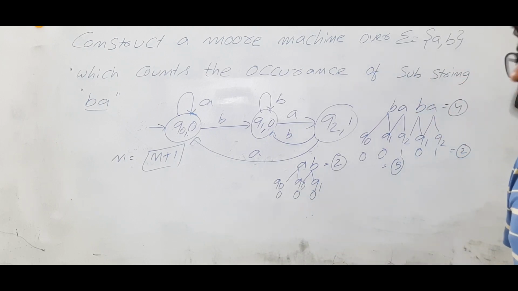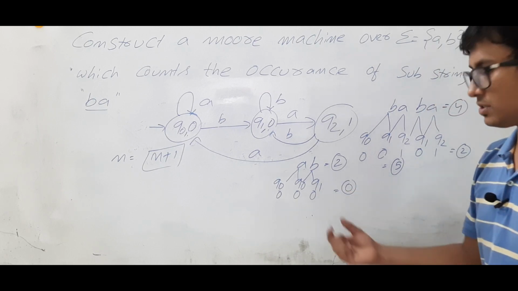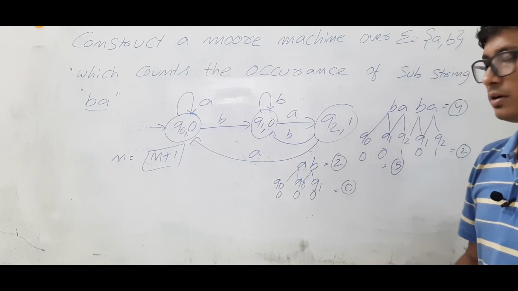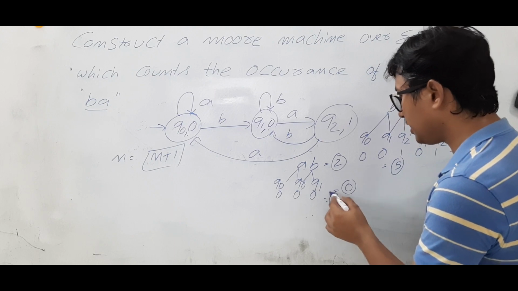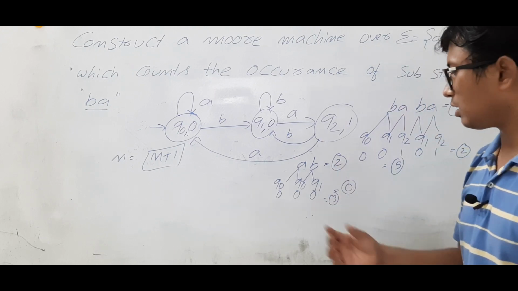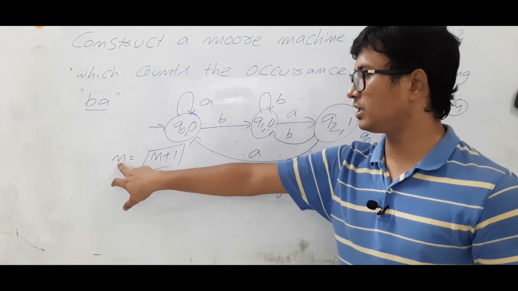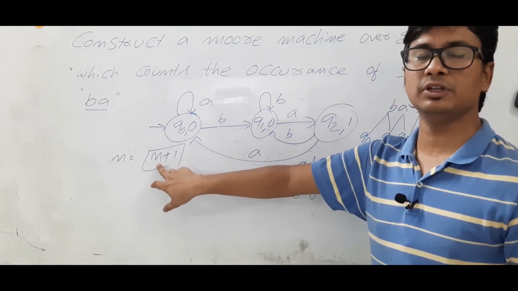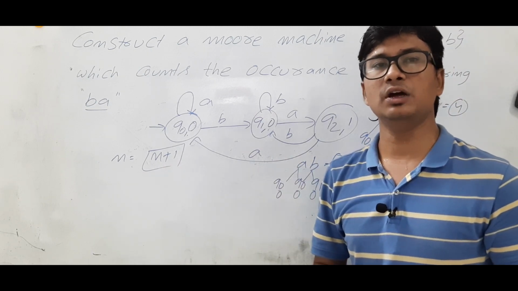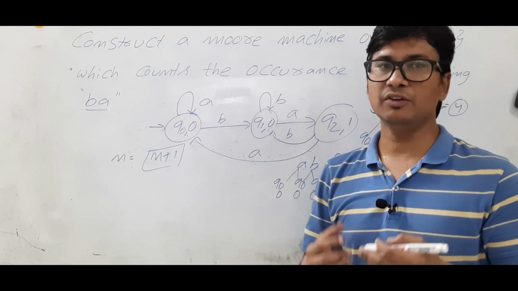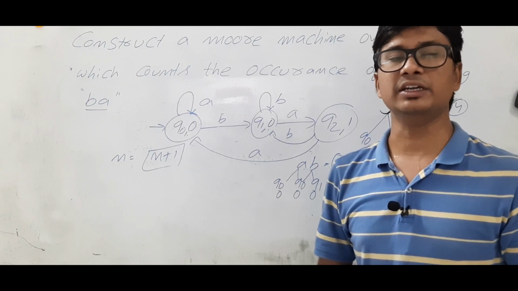So how many times did BA occur? It did not occur, so the output is 0. That means the number of occurrences is 0. But what is the length of the output I got? It is 3. So if I take an input of length 2, the output has length 3. So if you give an input string of length n, the Moore machine will give the output as n plus 1. I hope with this example you have understood how to construct a Moore machine. If you did not understand, don't worry. I will take another example for better understanding. Thank you so much.